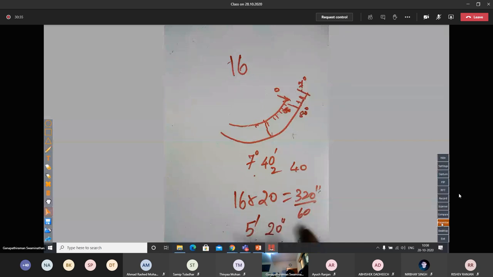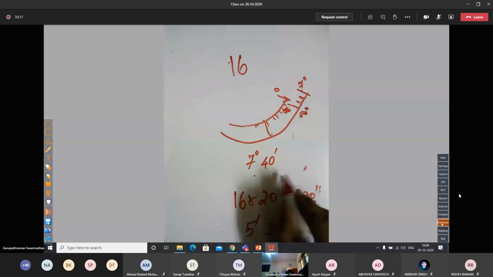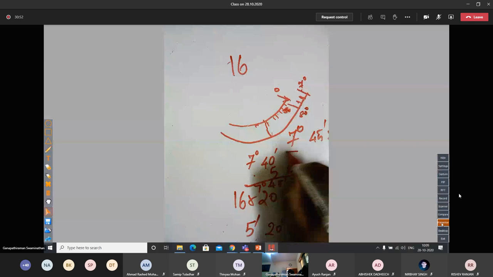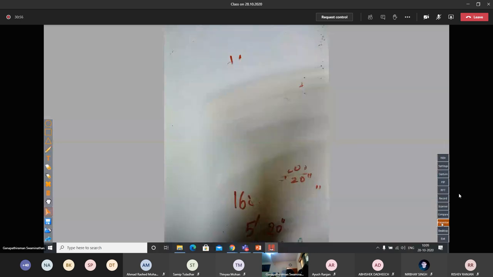So you will have 7 degrees, 5 minutes and 20 seconds, add it up: 20 seconds, 45 minutes and 7 degrees. So the reading will be 7 degrees, 45 minutes and 20 seconds. You get that? So reading or taking an observation in a vernier is an art by itself actually.